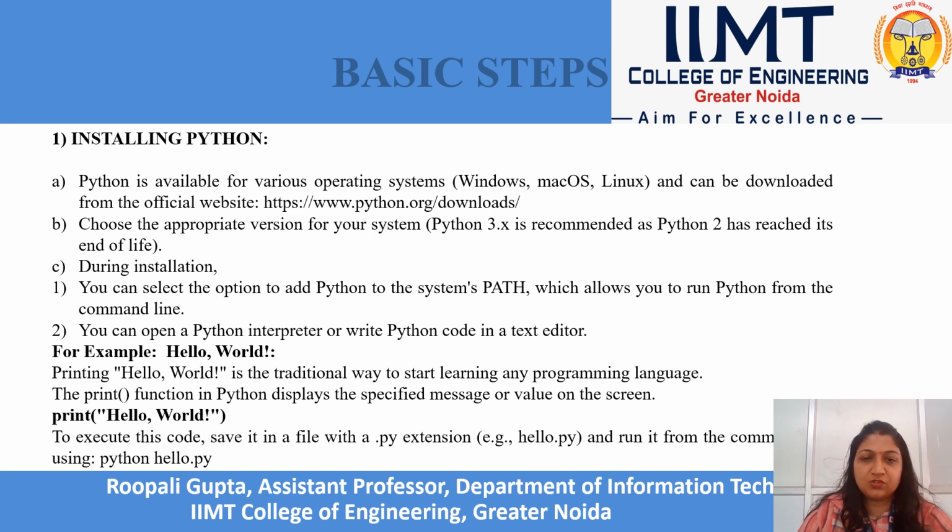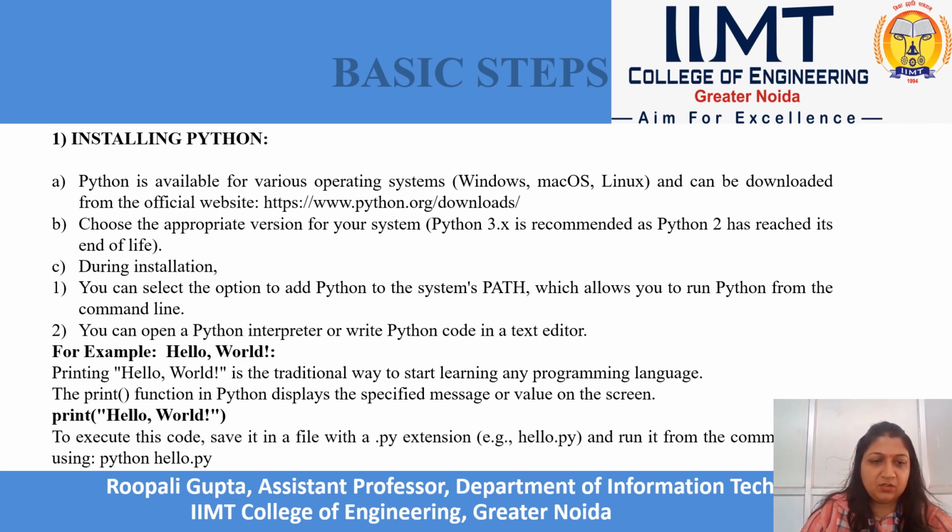Choose the appropriate version for your system. We have a number of versions available. Basically, we prefer using versions above 3.7, which are useful nowadays and give us all the features of Python. Earlier we used Python 2, which has now reached end of life. During installation, you can select the option to add Python to the system's path, which allows you to run Python from the command line, or you can open a Python interpreter or write code in a text editor. You can do it in either way.